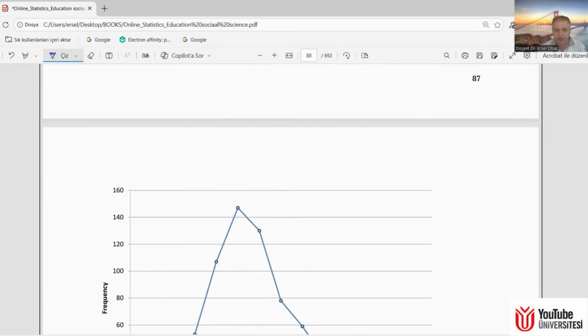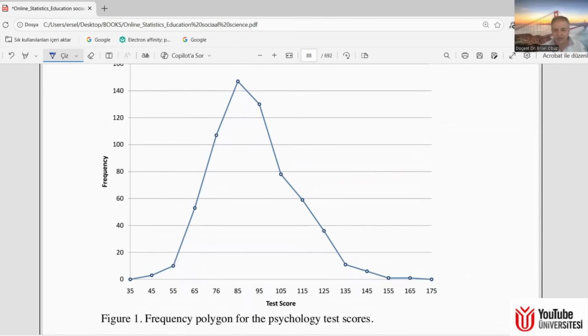Let's see a frequency polygon. As you see, it starts like this. That's the test score. And then those are your frequencies. So that's the frequency polygon.